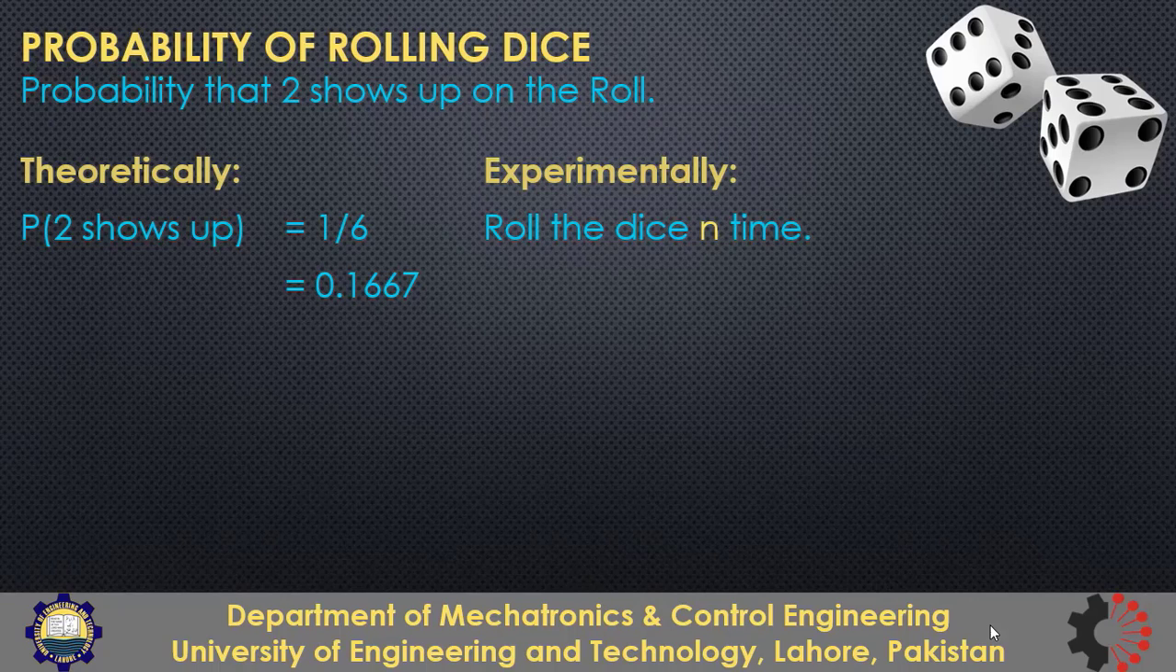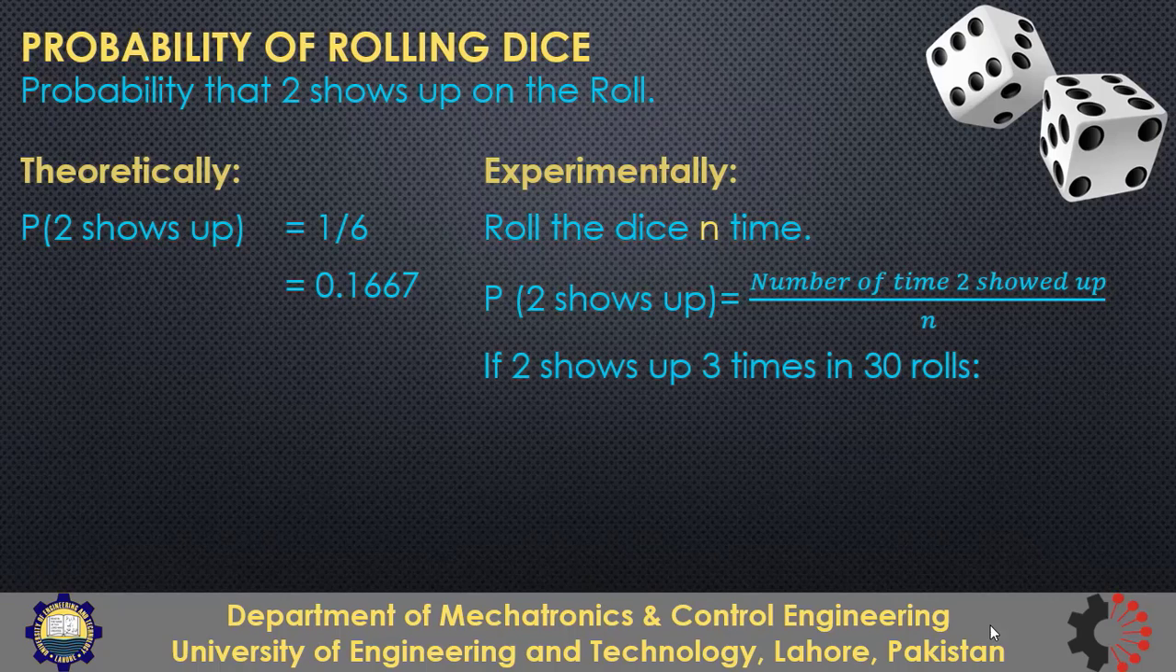There can be an experimental way of finding the probability, and that is by actually performing the experiment for, let's say, n number of times and then noting down how many times 2 showed up on the output, and the probability of the event will be that number divided by n. So suppose the dice is rolled 30 times, and out of those 3 times 2 showed up, the probability will be 3 over 30 or 0.1.